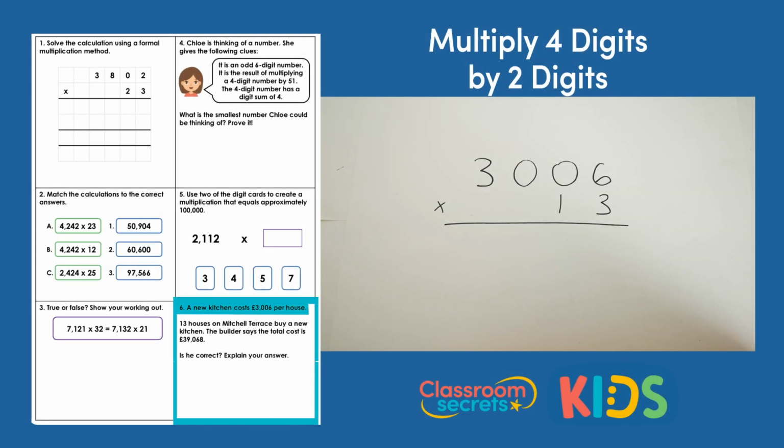Question 6 says, a new kitchen costs £3,006 per house. 13 houses on Mitchell Terrace buy a new kitchen. The builder says the total cost is £39,068. Is it correct? Explain your answer. So we need to do the calculation that the builder has probably done. And the builder will have done £3,006 times 13. Because we've got £3,006 per kitchen and there are 13 kitchens.